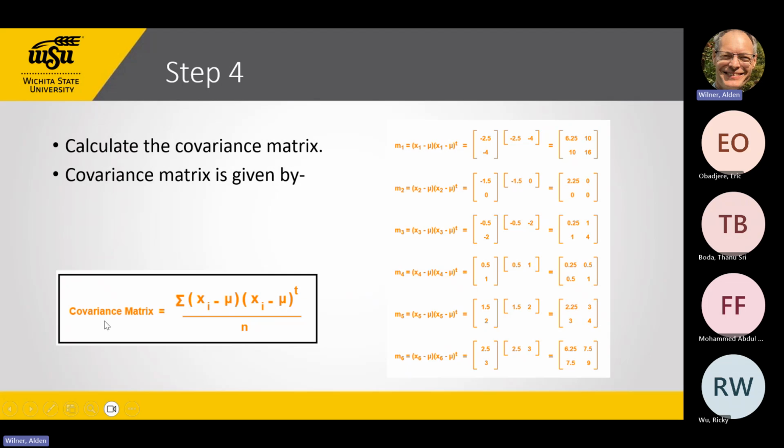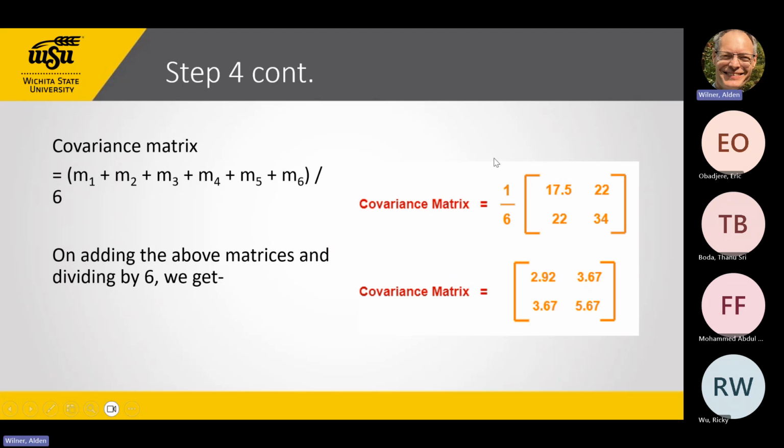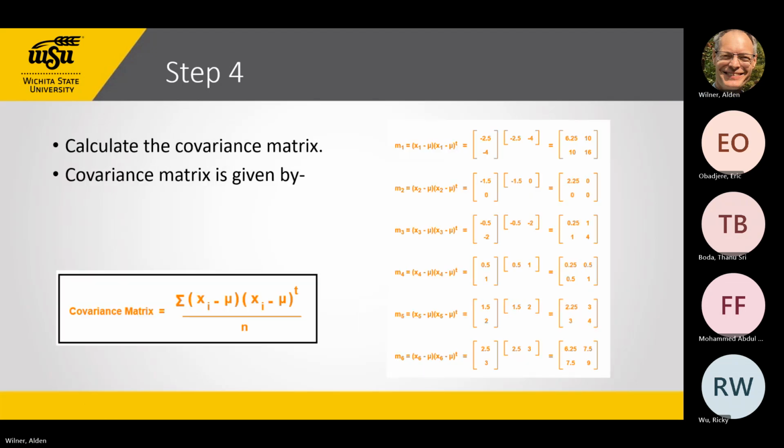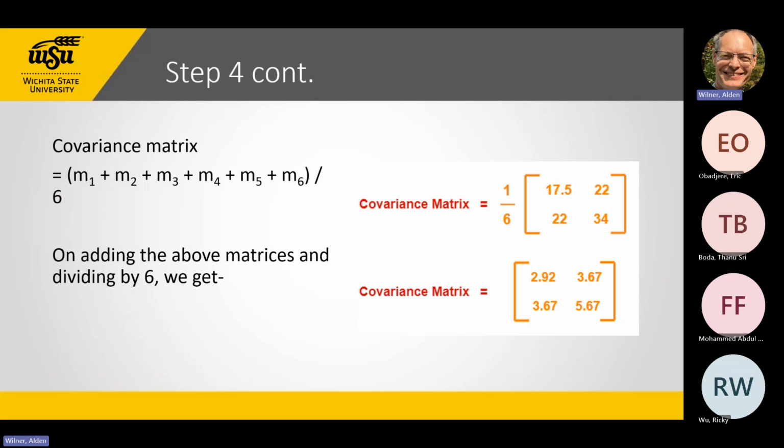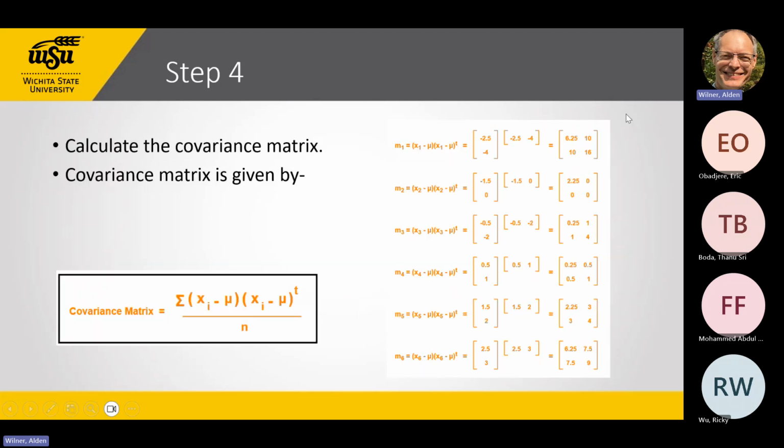So what does that mean? Well, we're going to take x sub i minus the mean, 2.5 and minus 0.4. We're going to multiply that by itself transposed. So 2.5 times 2.5 is 6.25, 4 times 2.5 is 10 and 10. Then, of course, 4 times 4 is 16. Right? So we calculate our individual values here.